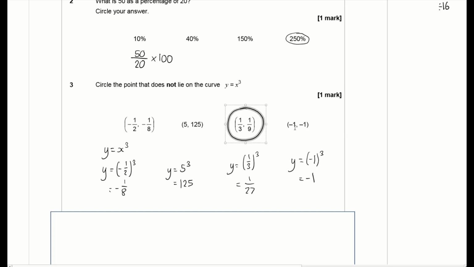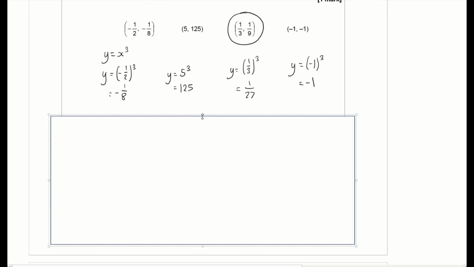For completeness, here's the last one, when x equals negative 1. If you cube negative 1, you would get negative 1, which is the correct pairing here, so that's also on the curve. So this is the correct answer here because it does not lie on the curve of y equals x cubed. It would actually lie on the curve of y equals x squared, because if you square a third, you would get a 9th.